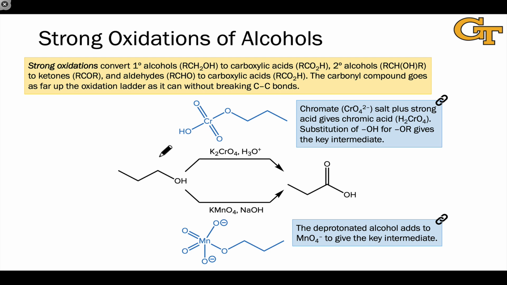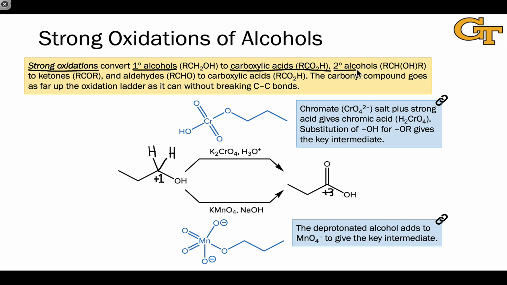We can divide the reagents that oxidize alcohols to carbonyl compounds into two classes based on the strength of the reagent. So-called strong oxidizing reagents, or strong oxidations, convert primary alcohols, which contain two hydrogens linked to the alcohol carbon, all the way up to carboxylic acids. And this is two steps up the oxidation ladder, from +1 in the alcohol to +3 in the carboxylic acid.